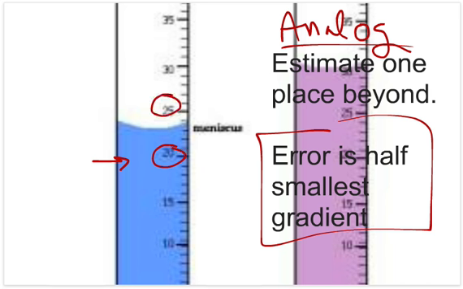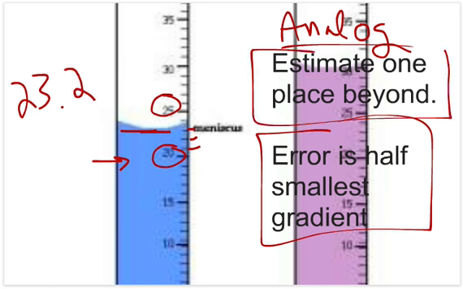This is 25. So this volume I have to read from the bottom of the meniscus. So it's 1, 2, 3. Ooh, it looks like it's just about on, maybe just a little bit above that 3 marker. So it is 23. I'll estimate that last place, 23.2.